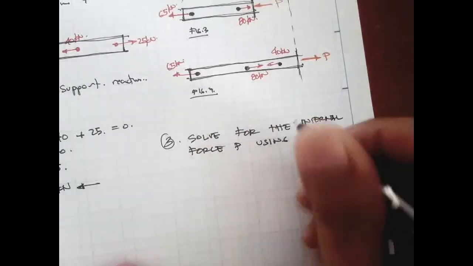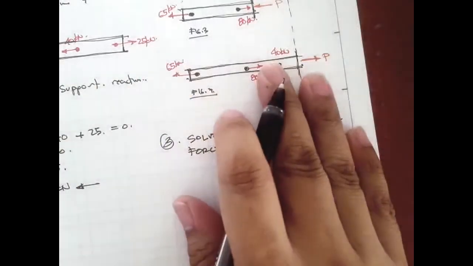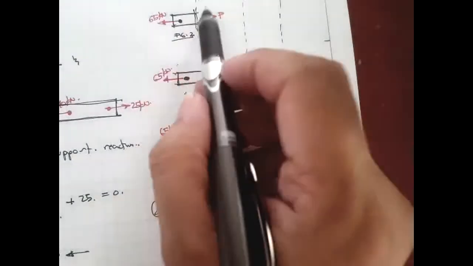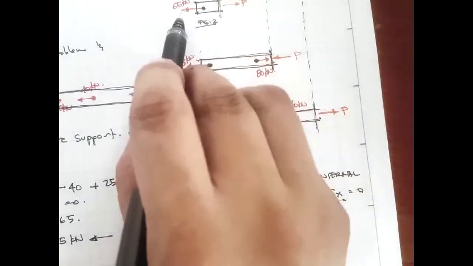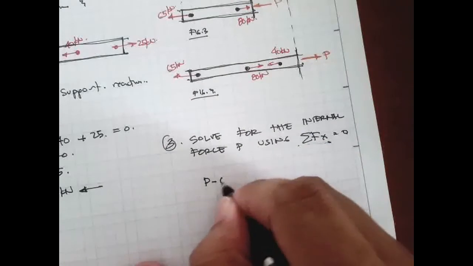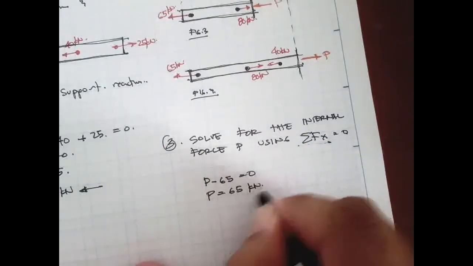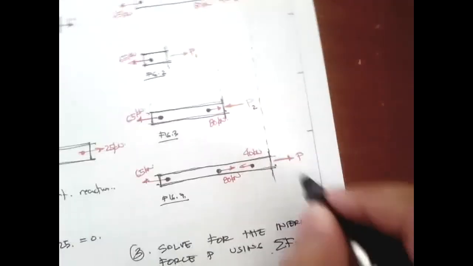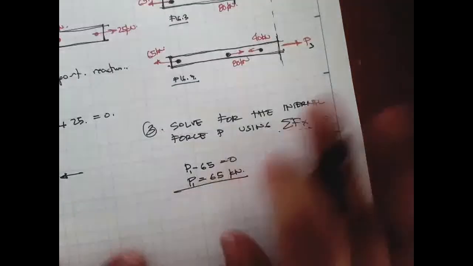using the equilibrium equation, using summation of forces along x, since this is purely along x. When we apply the summation of forces along x in this section, what we see is that it is simply P minus 65 equals 0. So therefore P is equal to 65 kilonewtons. Let's write this as P sub 1, this is P sub 2, and this is P sub 3. So P sub 1 is equal to 65.